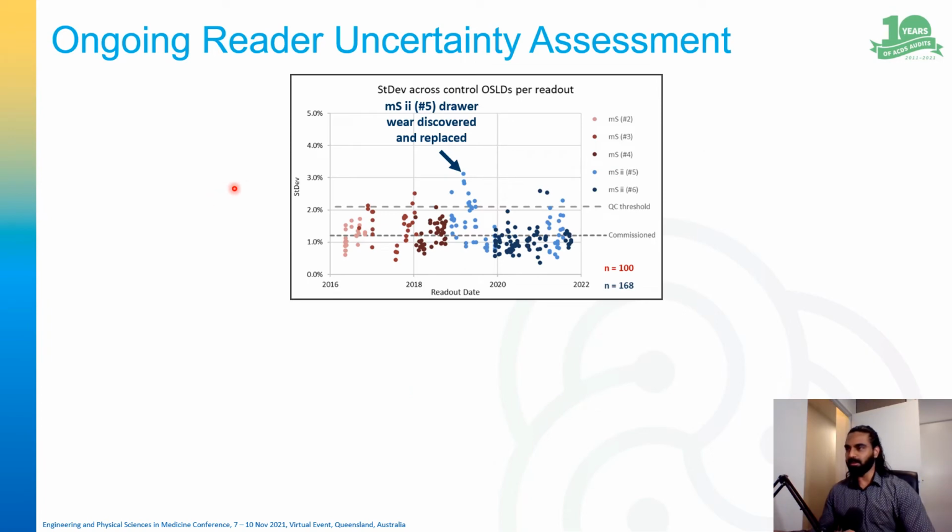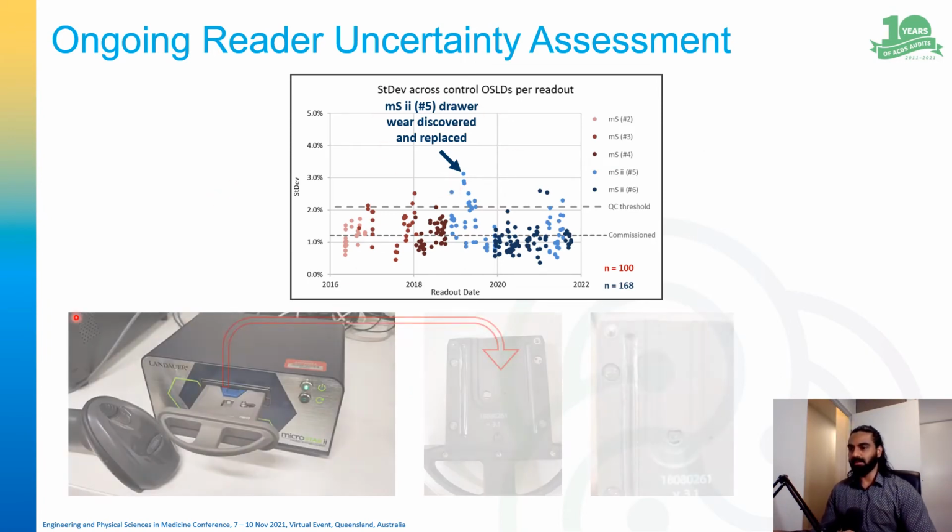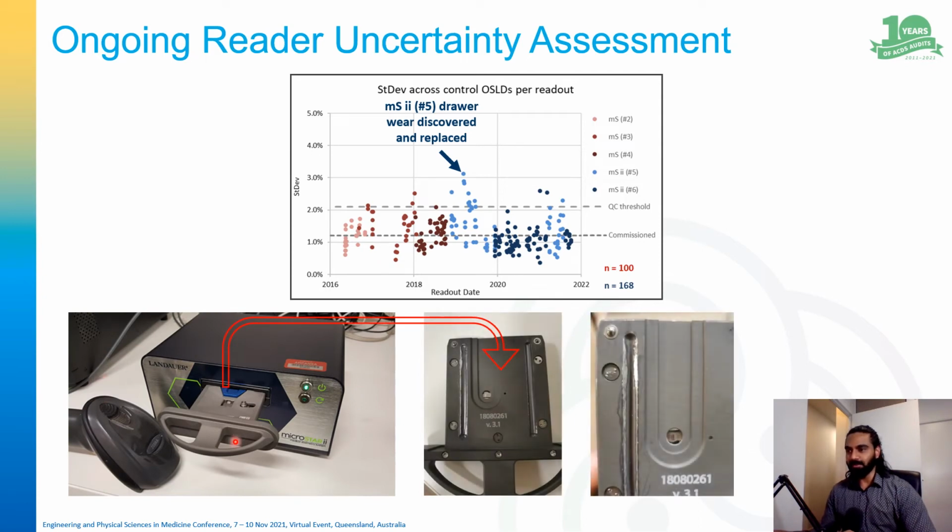So I just really want to quickly show you all what I mean when I'm talking about physical drawer wear. This is what it looks like. So this is the OSLD reader, this is the drawer, and if you pull it out and flip it upside down, this is what we were left with. So you can see the physical grinding on the grooves of the drawer, where it's not only worn away the paint, but it's also stripping away bare metal.